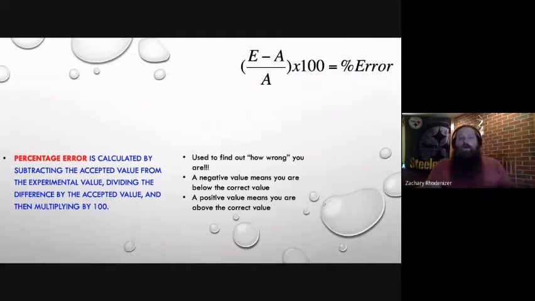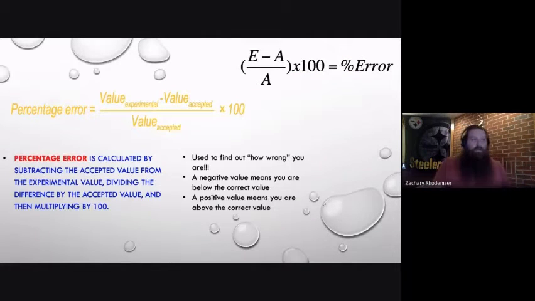Now, in order to talk about error, we use percent error, okay? And percent error tells you how far away from the actual value you are. So it's like, how wrong are you? And there's a lot of different ways you'll see it written. I think it's written in this yellow in the textbook. But basically, it's (E minus A) over A times 100. So E is the experimental value. This number comes from an experiment.